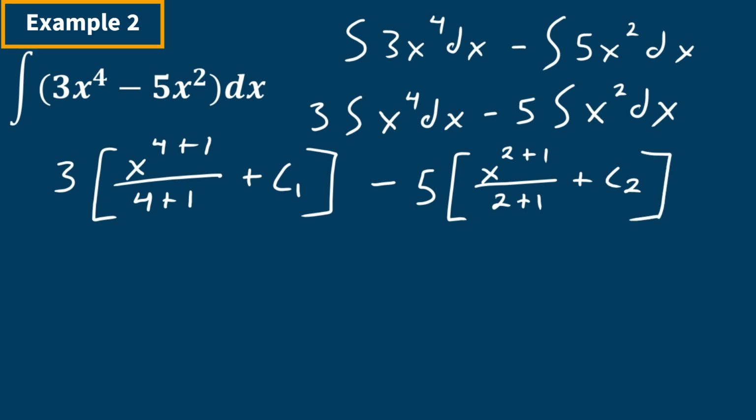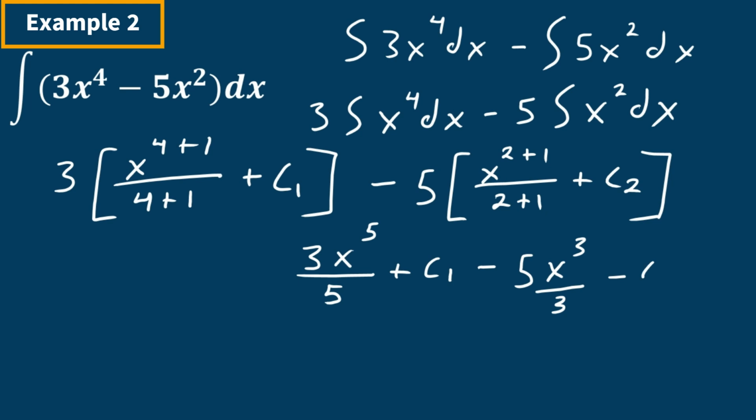Let's go ahead and simplify. What we'll have is 3x to the 5th over 5 plus 3 times a constant is still going to be our constant, so we're just going to go ahead and put plus c1 here. Simplifying the second term, we'll have minus 5x to the 3rd over 3. And now, same kind of concept applies. We'll go ahead and put negative c2 here.